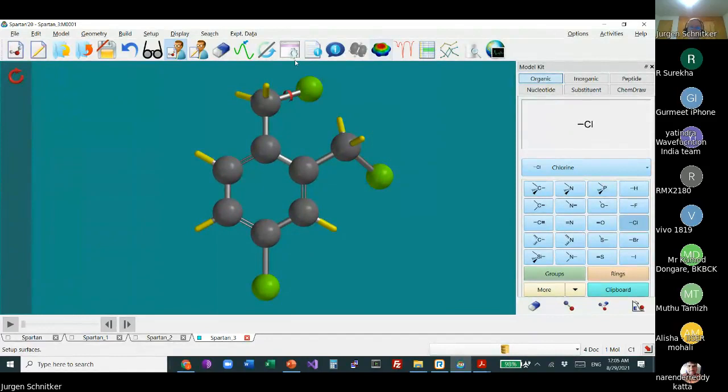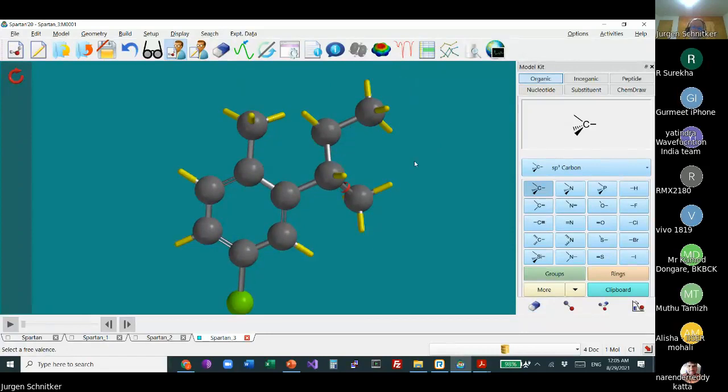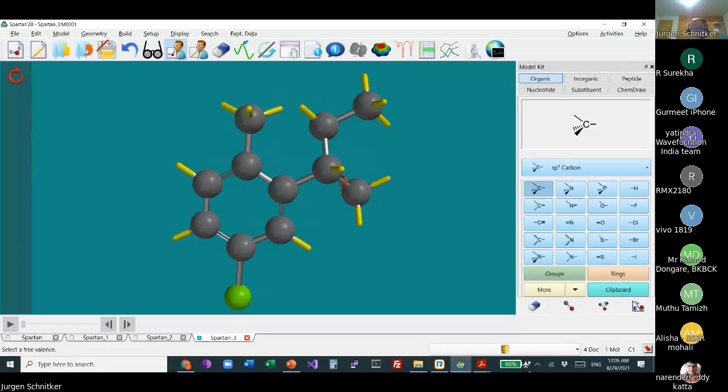Oops! I don't want to have too many chlorines in here. Okay, and so this here is actually a molecule which is not in the database. So even the 300,000 molecules doesn't include this one. So it happens to be a new molecule from the point of view of Spartan.